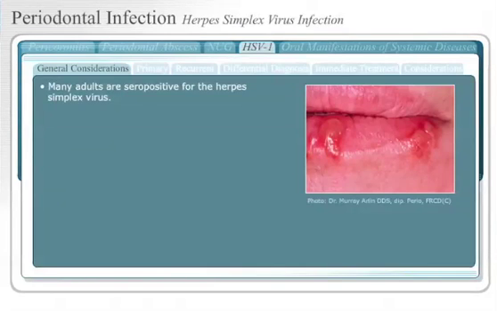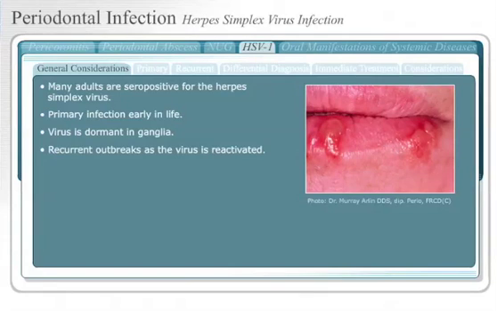A very high percentage of the adult population are seropositive for the herpes simplex virus. The initial primary infection usually occurs early in life, and recurring epithelial infections can occur sporadically throughout life. During the initial infection, the virus travels to the nerve ganglia where it can lay dormant. Recurrent outbreaks usually occur as a result of virus reactivation at the primary site, usually as a result of irritation.